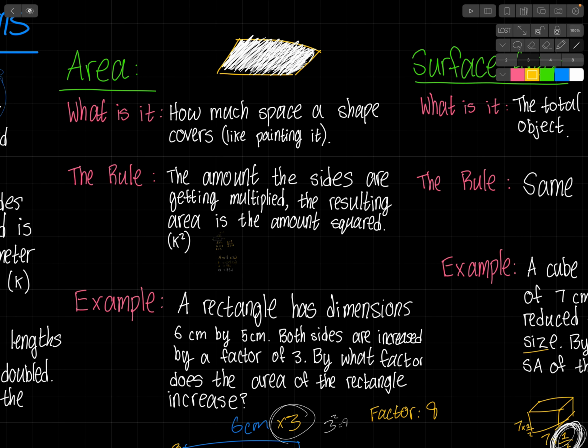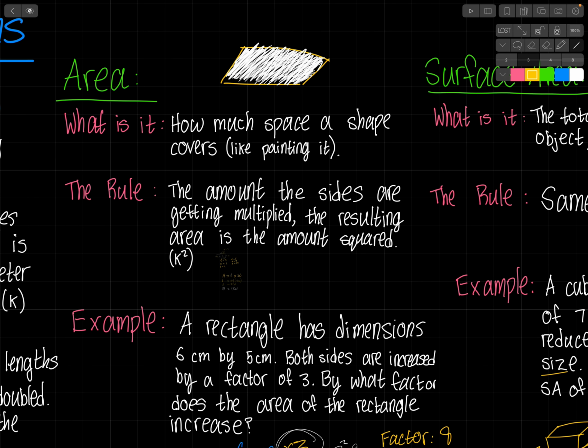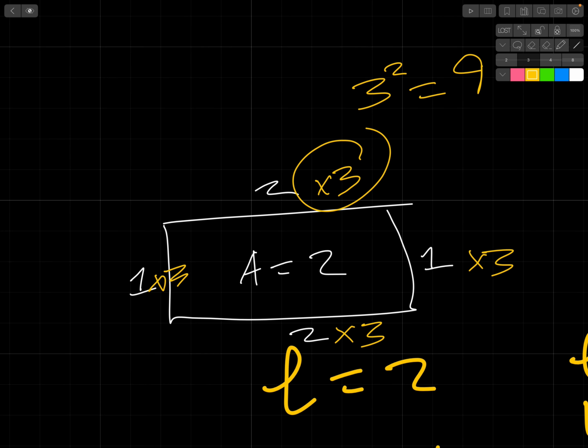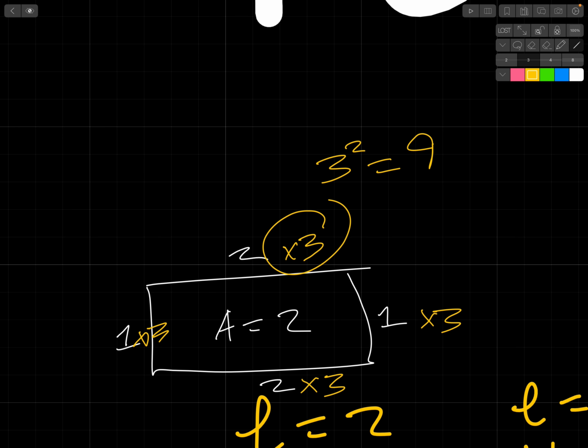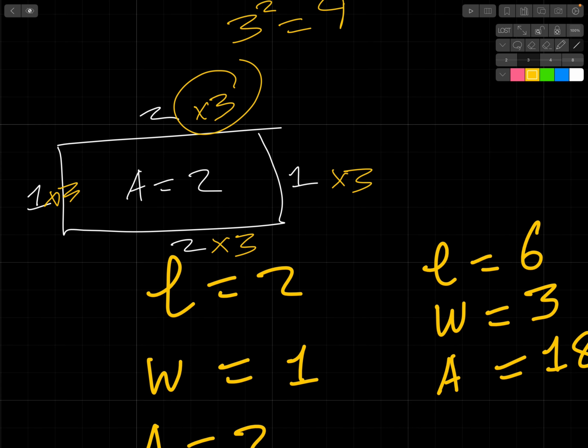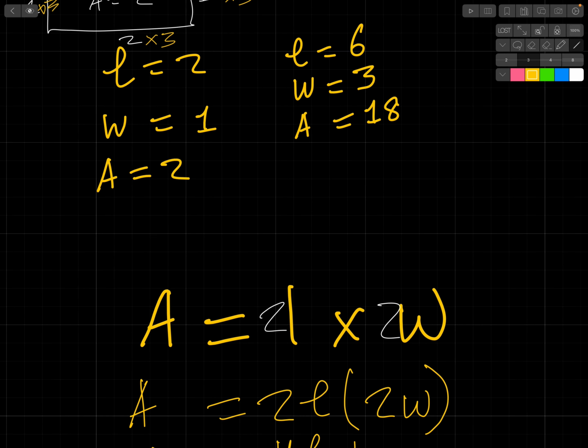Now let's go into area. So why is it k squared? And why is this the rule? So if we go here with a normal rectangle, let's say, and we have the length as 2, width as 1.